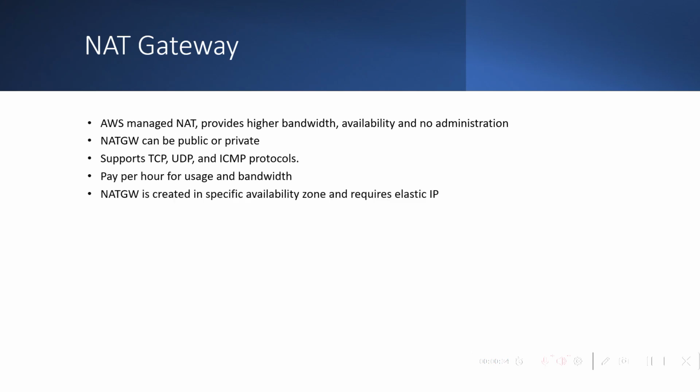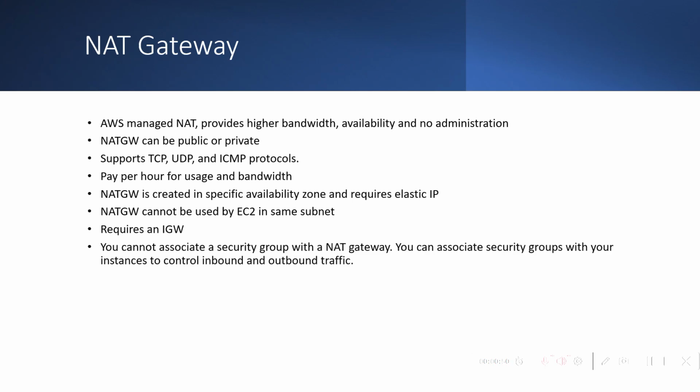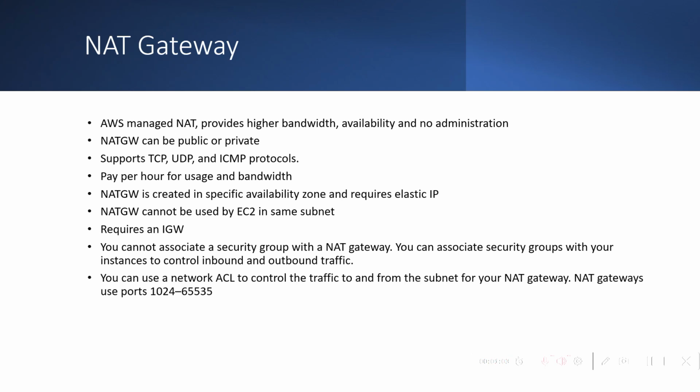NAT Gateway is created in a specific availability zone and it requires elastic IP. It cannot be used by the EC2 in the same subnet. NAT gateway requires an internet gateway, and you cannot associate a security group with the NAT gateway. You can associate security groups with your EC2 instances to control inbound and outbound traffic. You can use network ACL to control the traffic to and from the subnet for your NAT gateway.